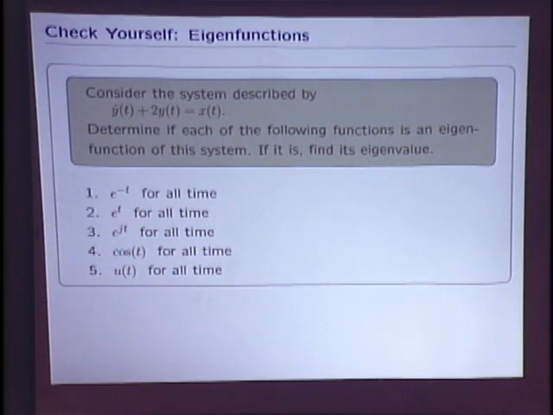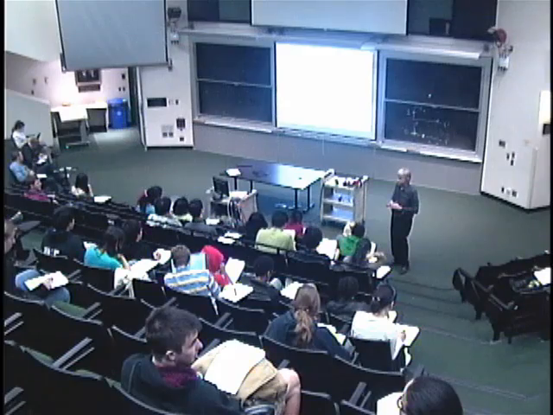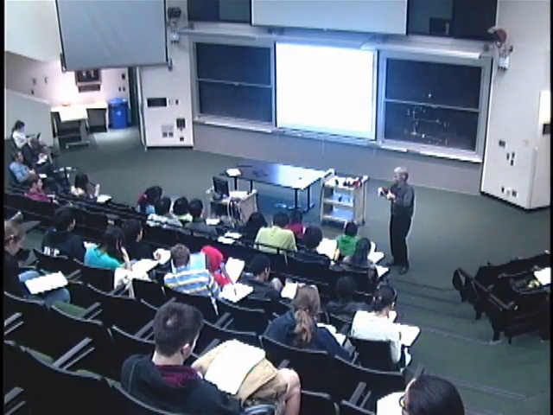And it turns out that certain very common functions are eigenfunctions of linear time-invariant systems. Consider this system, y dot plus 2y is x. Figure out if any of these functions, e to the minus t, e to the t, e to the jt, cos t, or u of t, are eigenfunctions of that system. And the answer is yes, and so the answer is really which ones?